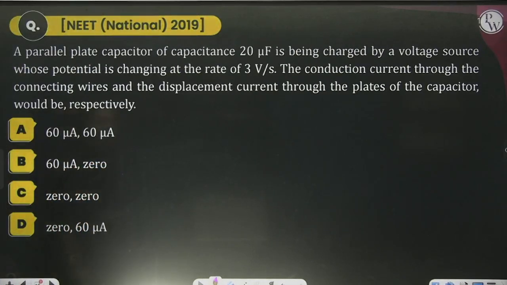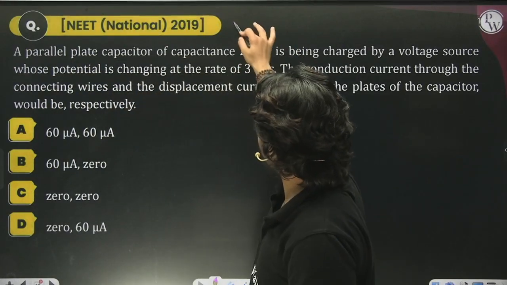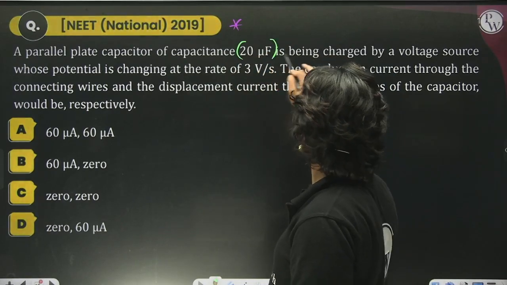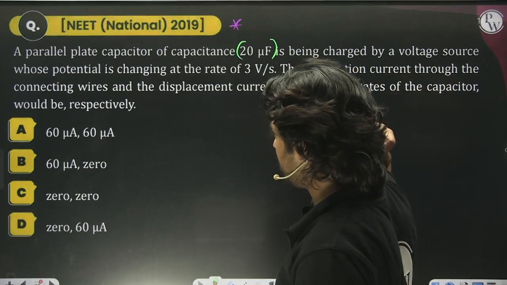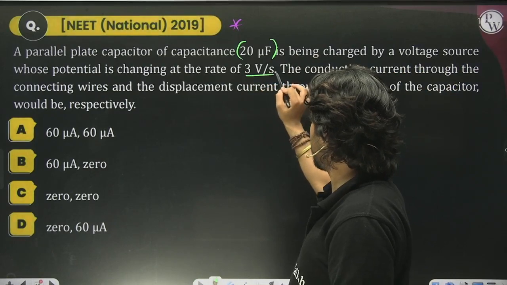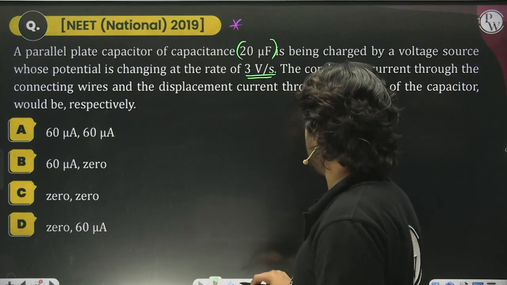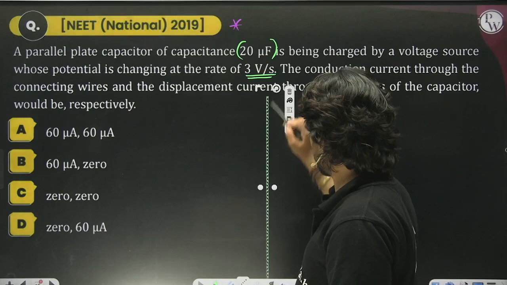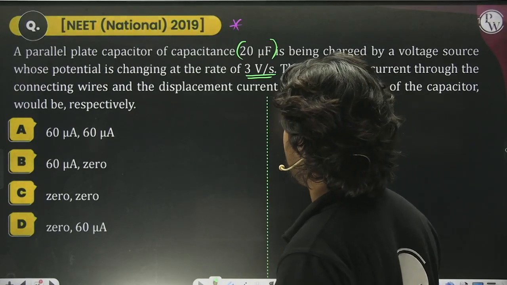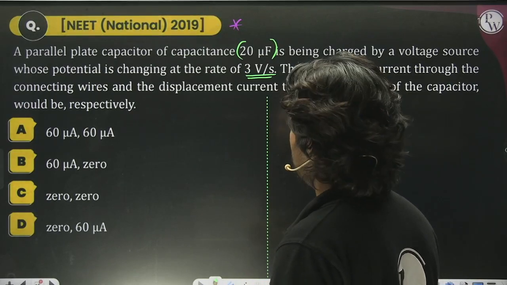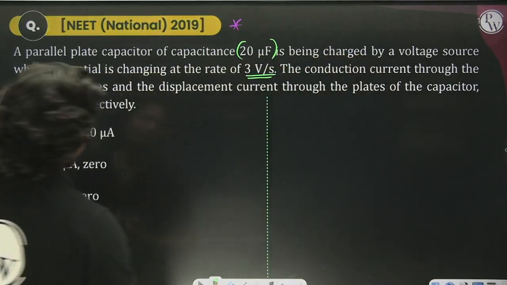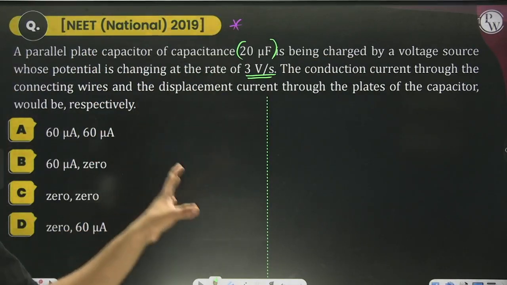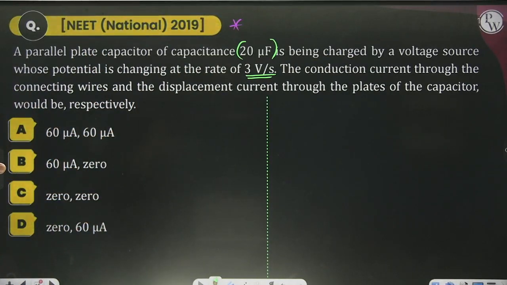There's another question. Read the question, what it says. This is from NEET 2019. A parallel plate capacitor of capacitance 20 microfarad is being charged by a voltage source whose potential is changing at a rate of 3 volt per second. The conduction current through the connecting wires and the displacement current through the plates of the capacitor. What are they asking? They are simply saying that capacitance has been given to you and the potential is changing at a rate of 3 volt per second.